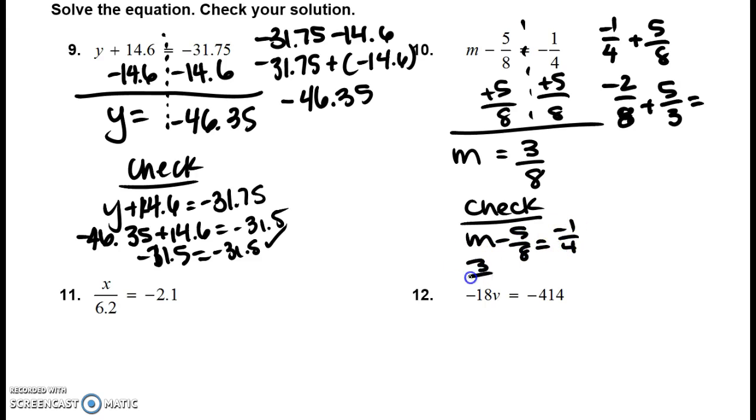Plug it in. 3/8 minus 5/8. 3 minus 5 is negative 2/8, which is the same as negative 1/4. And so we are good.